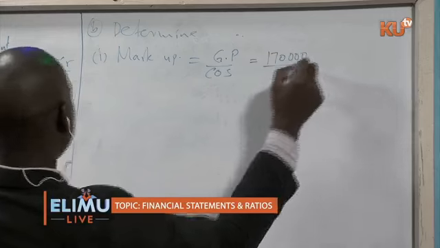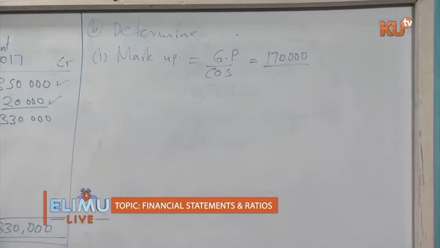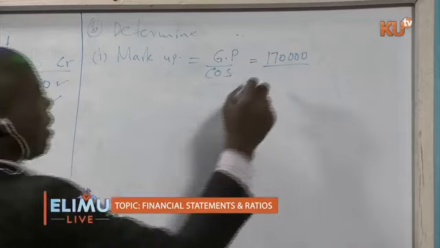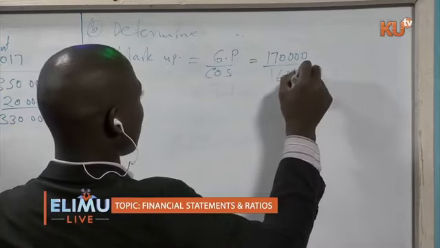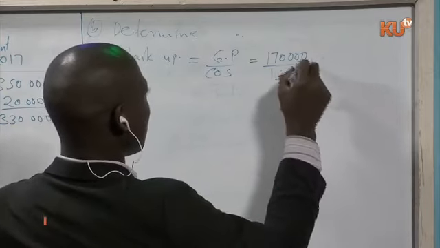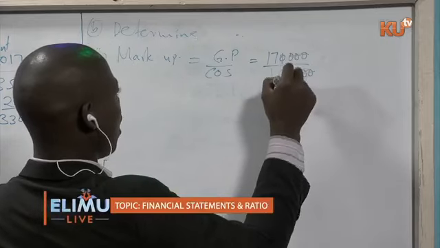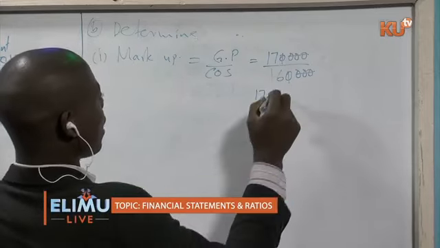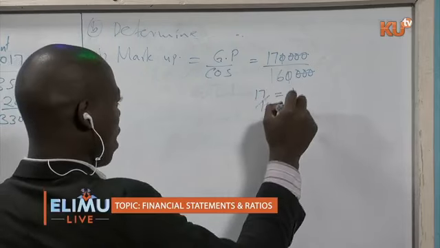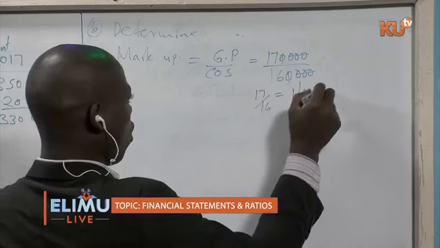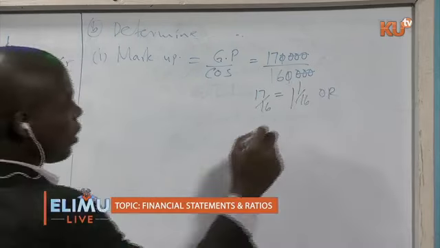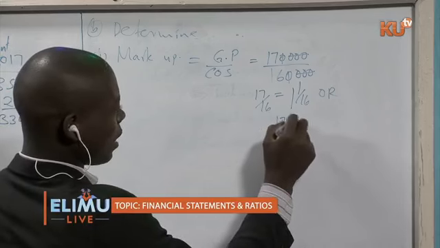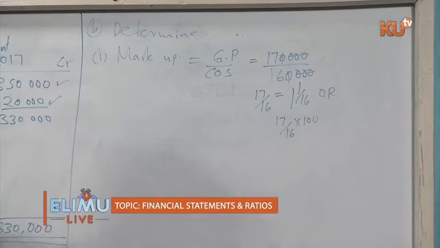170,000, which is the gross profit. Our cost of sale is 160,000. So we divide this one by 160,000. This cancels out, so we have 17 over 16, and we can give it as a fraction, or give it as a percentage, 17 over 16 times 100.